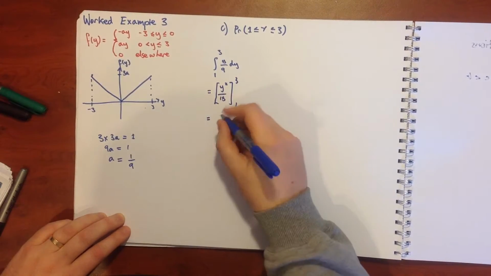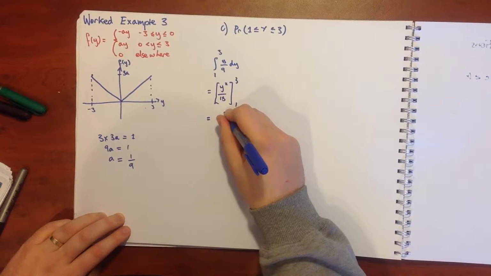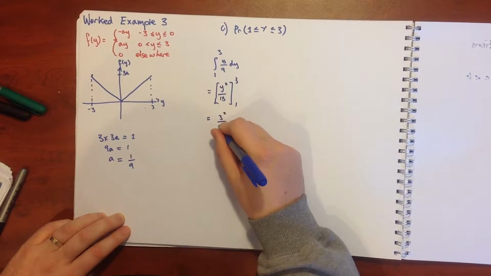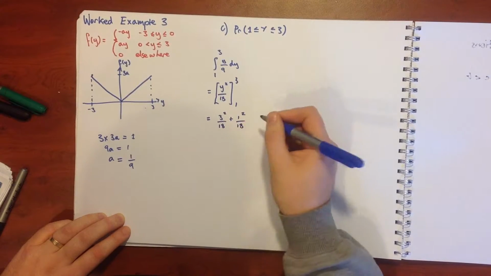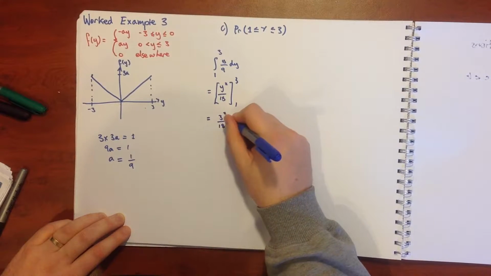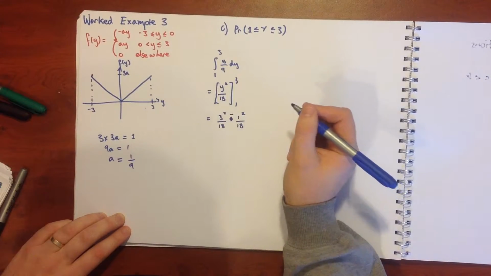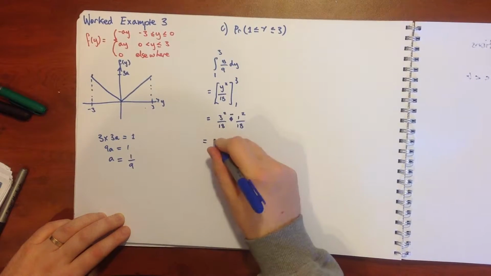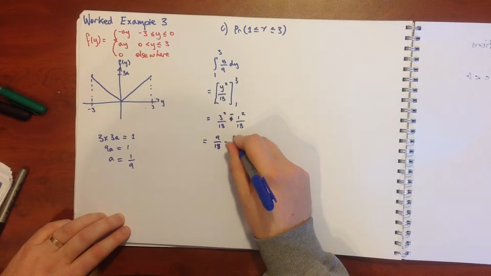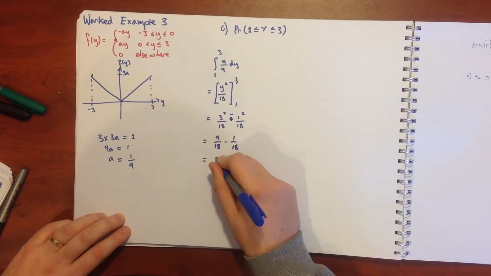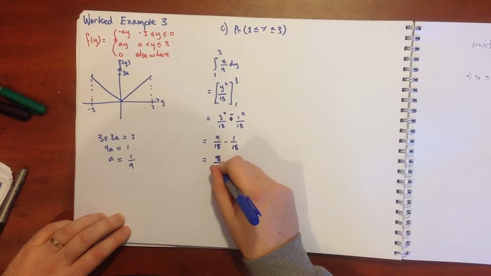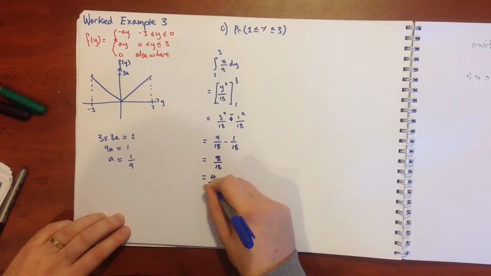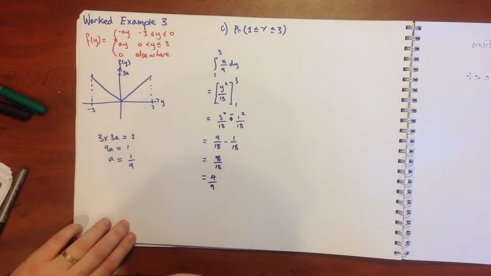Okay, which means we get 3 squared on 18 plus 1 squared on 18 minus 1 squared on 18. Okay, which means we get 9 on 18 minus 1 on 18, which gives us 8 on 18, which equals 4 on 9.